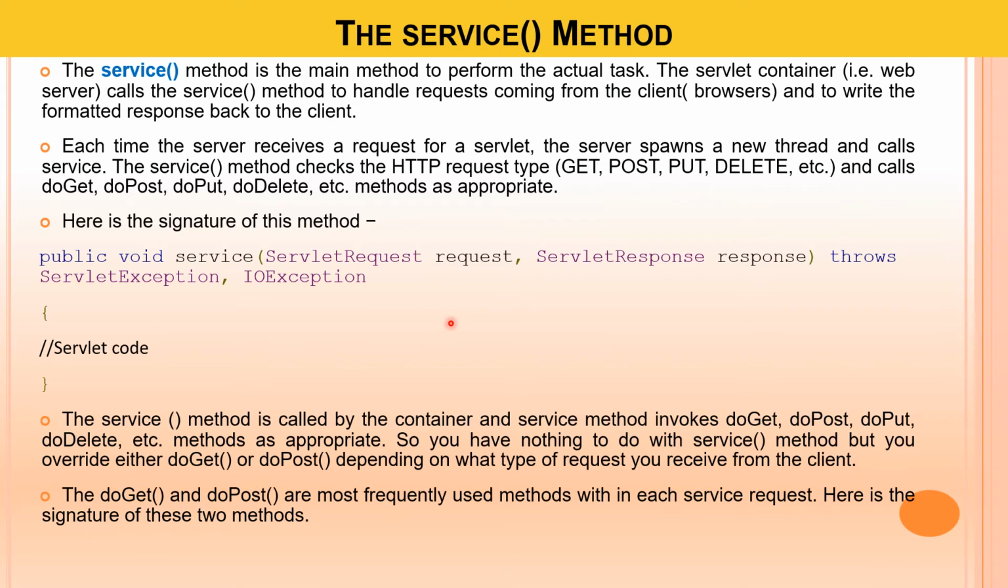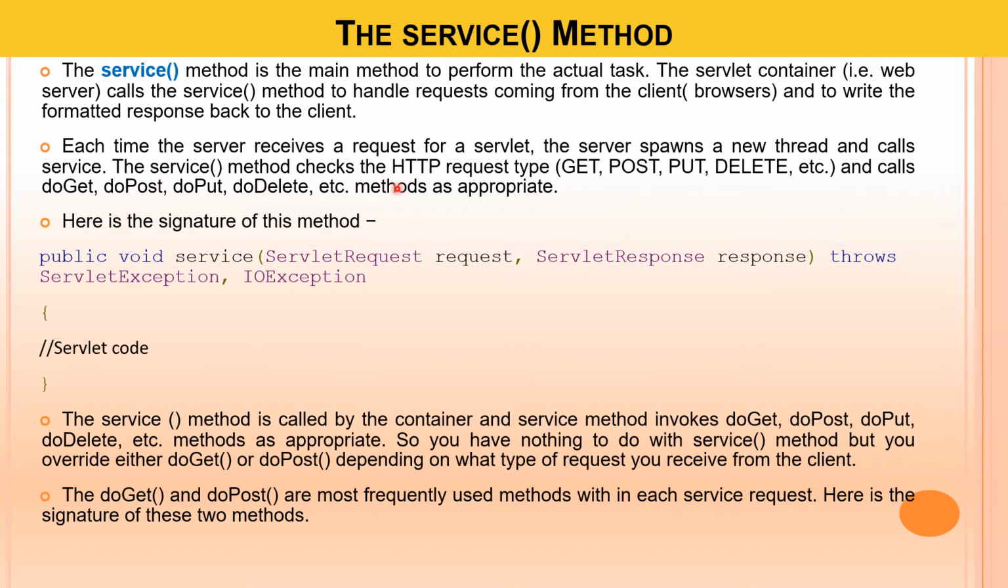So whatever request comes from the client browser to the server, the service method will perform the actual tasks, the actual calculation in the server, and the response will be created and sent to the client browser. Each time the server receives a request for the servlet, the server spawns a new thread and calls the service method.